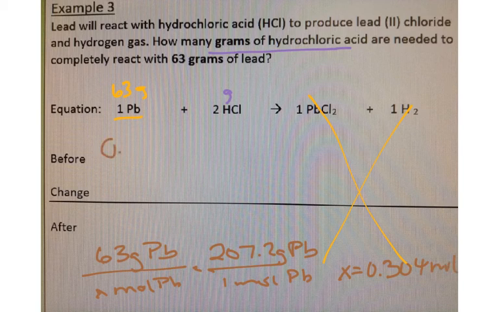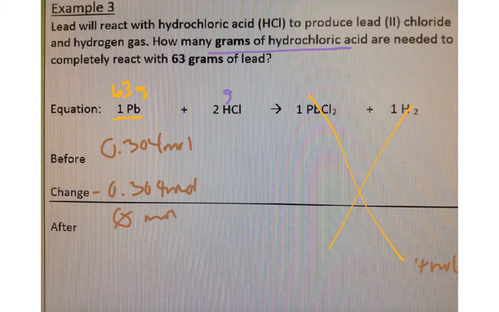So I'm going to fill in my BCA. My B is 0.304 moles. I'm going to assume that it goes to completion, so I'm going to lose all of it. So it's 0.304 moles I'm going to lose, which means I end up with 0 moles of lead. Alright, unfortunately, when you look at the coefficients, they are not the same. I have a 1 in front of lead, and I have a 2 in front of hydrochloric acid, so I'm going to need to set up a mole proportion now.